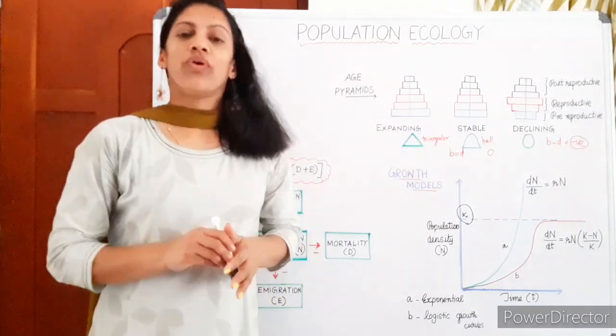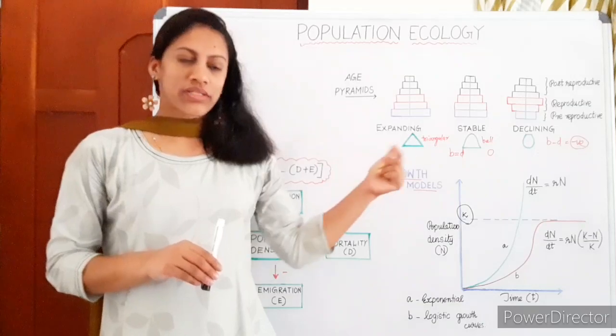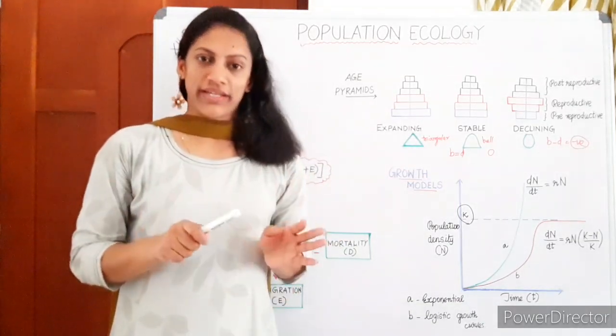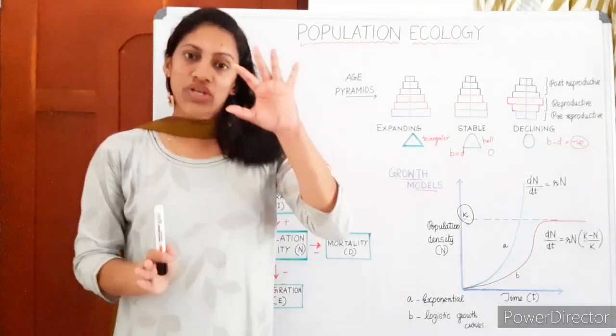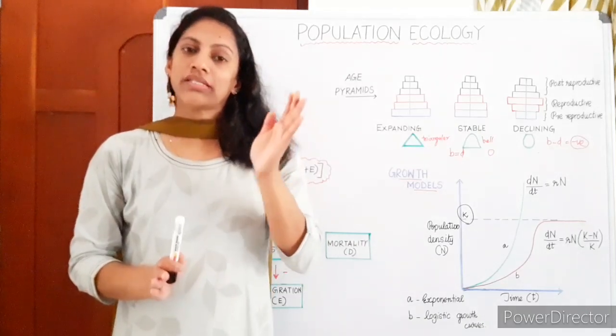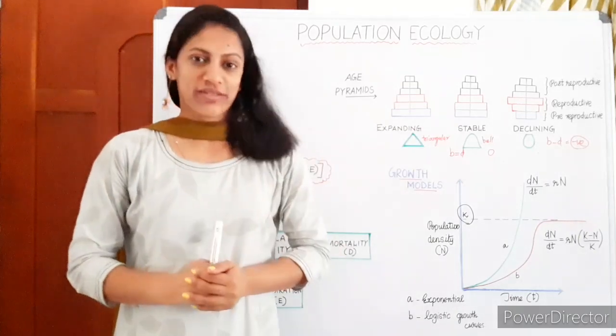Then let us consider the equation for the sigmoid curve. I think it's clear what the equation for the J-shaped growth curve is. The rate of change of population density, the change in population density, equals rN. That r is B minus D, birth rate minus death rate. That means a natural increase.